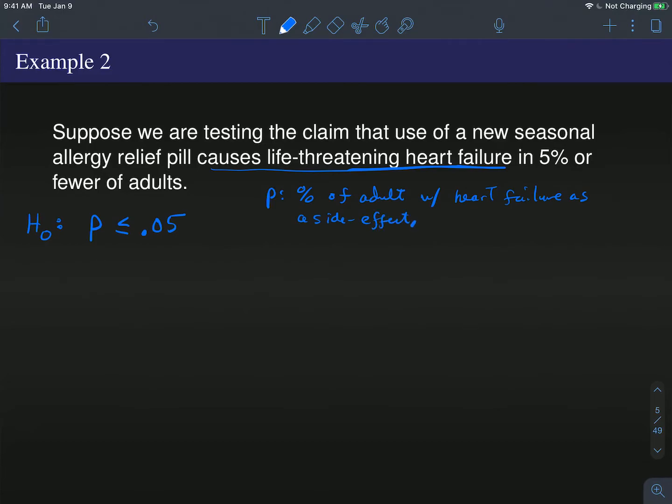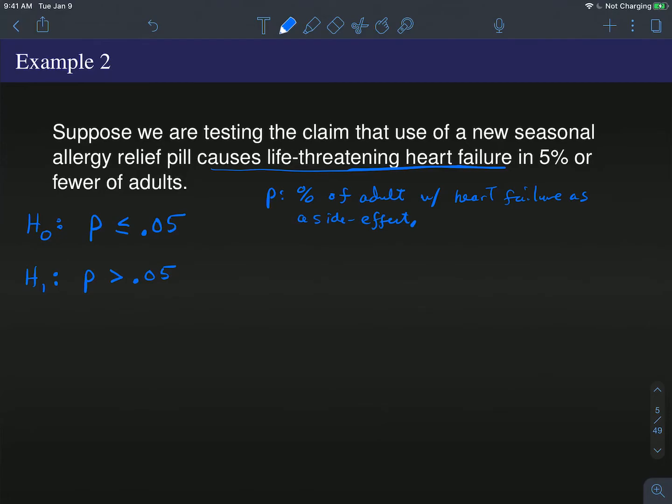All right, our null hypothesis is that P is under 5%. So in other words, it'd be pretty rare for somebody to have heart failure when using this allergy relief pill. And the alternative hypothesis is that it's actually greater than 5%.